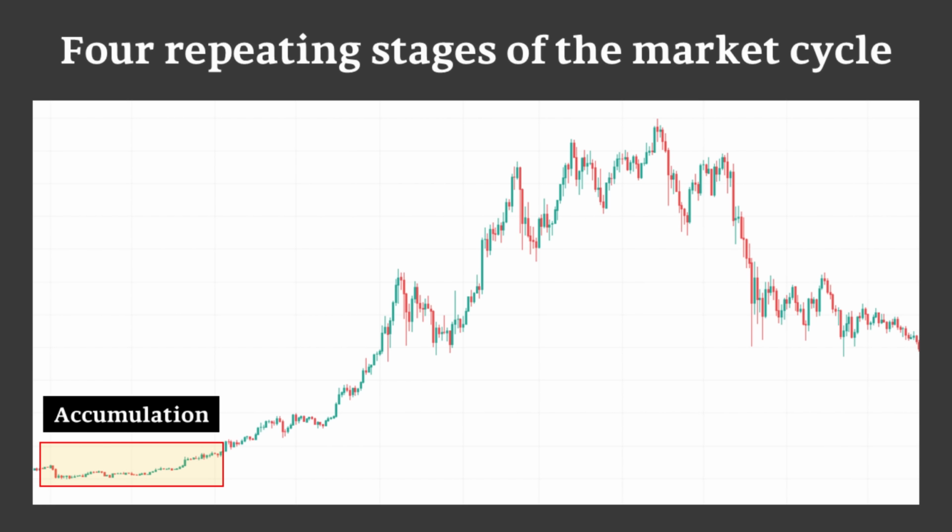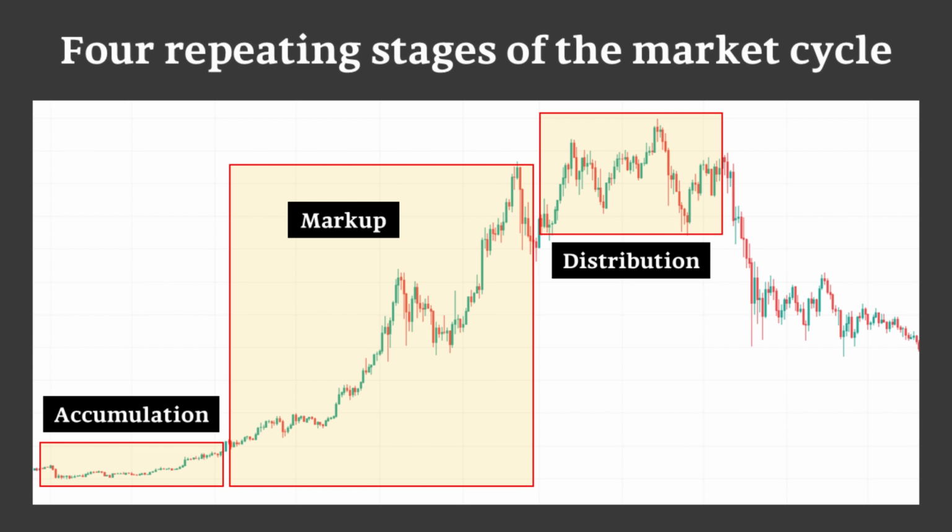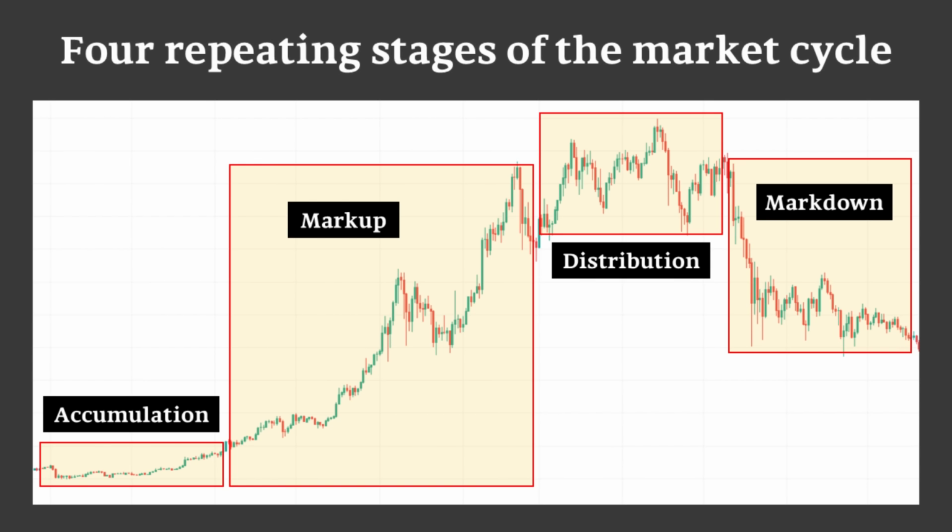1. Accumulation. Smart money quietly buys when the crowd is fearful. 2. Markup. Prices rise as institutions drive the move. 3. Distribution. Big players sell to the public during the height of optimism. 4. Markdown. Prices fall as the crowd panics and sells in fear. These 4 phases repeat endlessly on daily, weekly, and even intraday charts.